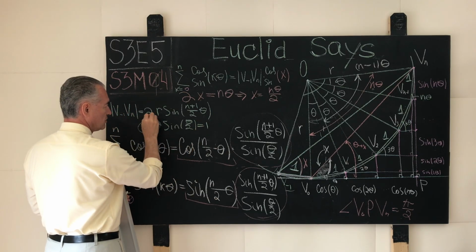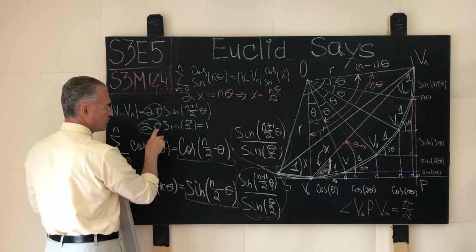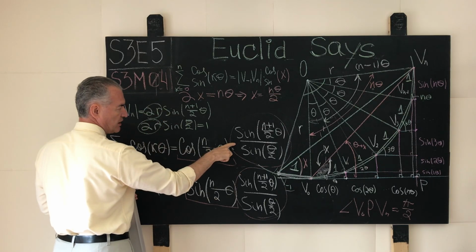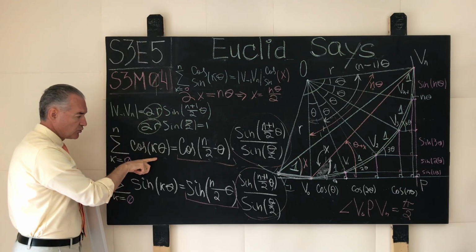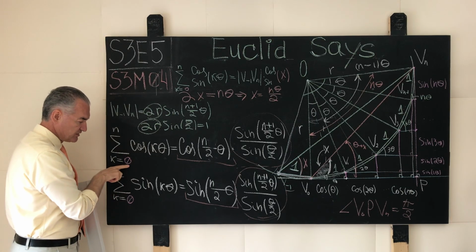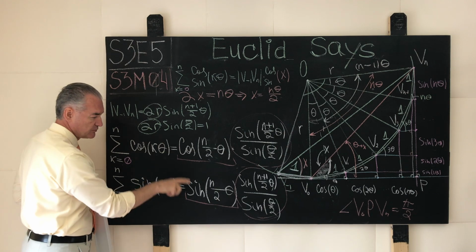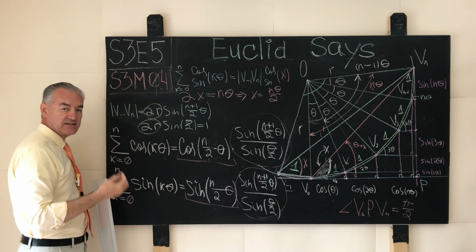So 2r from here we put over here, and this is what we get. Game over. So for the corresponding trigonometric sums where the summation variable starts with 0, we get similar expressions, but again, the idea is the same.